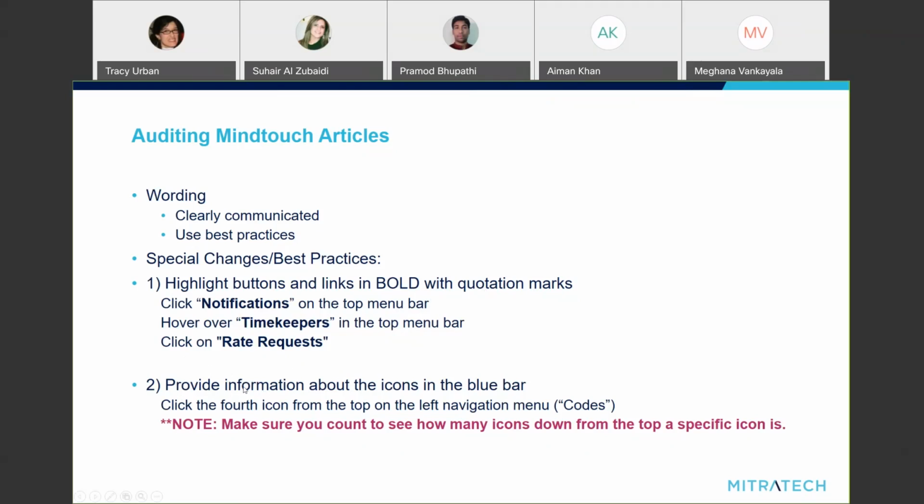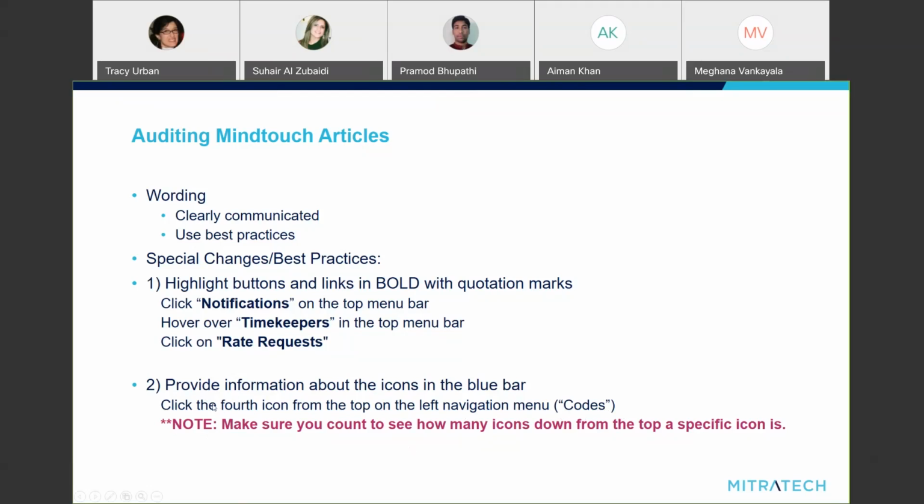Okay, and then also when we reference any icons in the blue bar, I do like you to, instead of saying click on the suitcase icon or the timekeepers icon, mention more information about the icons. So for example, if you're trying to click on codes, you'll click the fourth icon from the top on the left navigation menu, and then in parentheses, we put the quotation marks codes here.